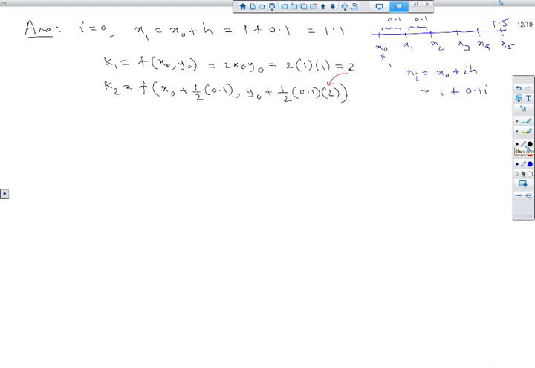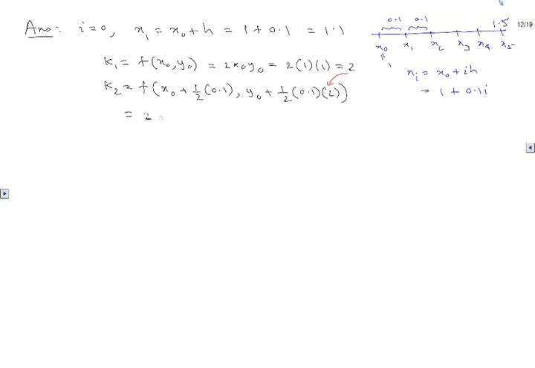Good. So if you simplify this a little bit, you're gonna get 2 times the function, which is 2xy, so it is 1 plus 0.05 times 1 plus 0.1. So if you simplify, you're gonna get 2.31.